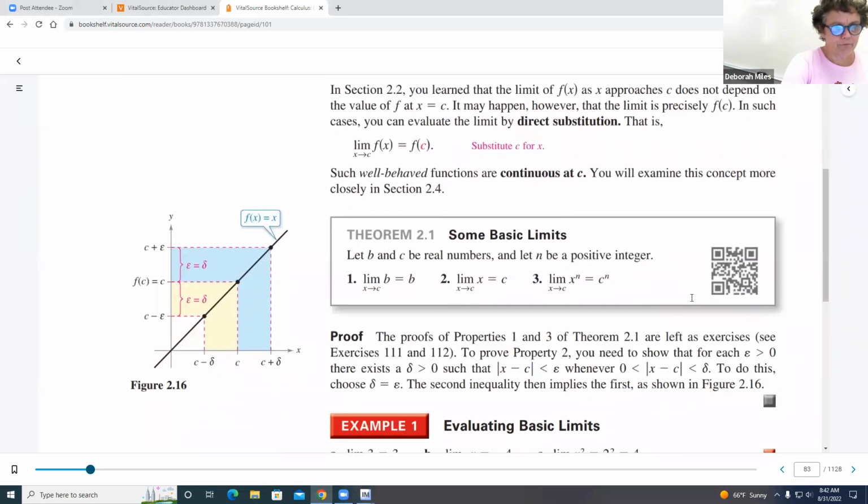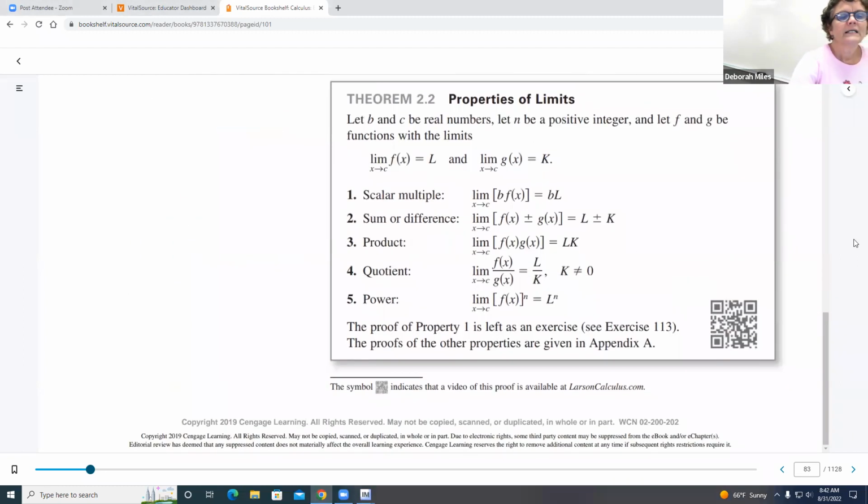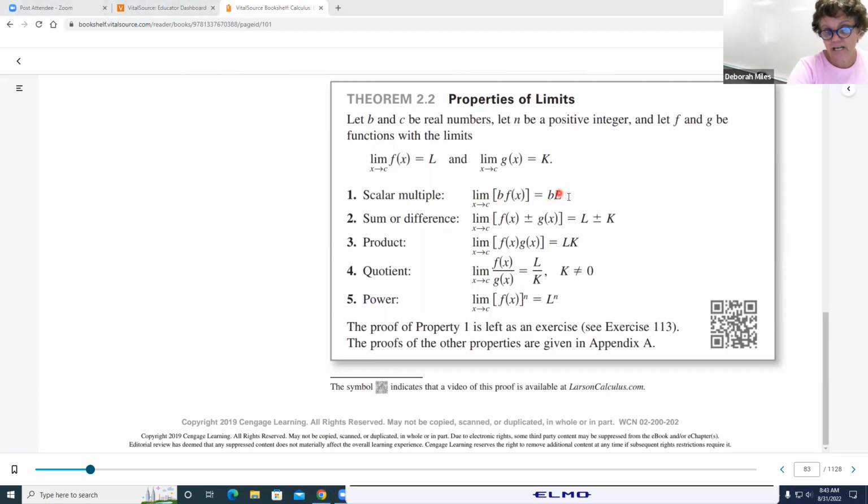2.1 is what I typed for you. 2.2, the first one, let me get my little spotlight going here. The first one says, if you have the limit as x approaches c of a constant times a function, just find the limit of the function, L, and multiply it by the constant, b. Number 2 says you can take limits term by term.